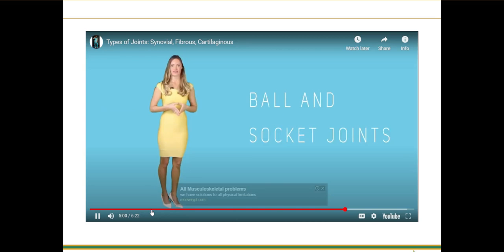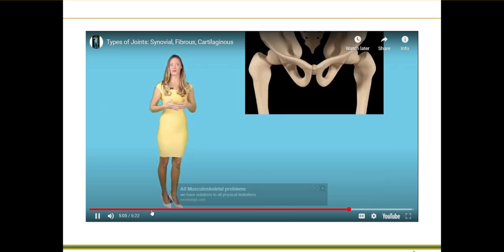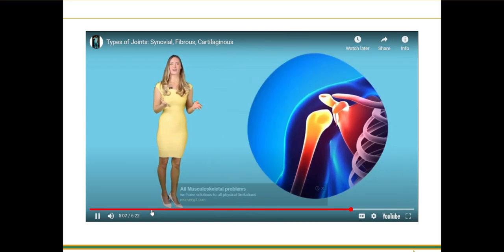Ball and socket joints. The only ball and socket joints we have in our body are the hip and the shoulder joints. These kinds of synovial joints have a rounded bone that fits into a concave bone indentation.